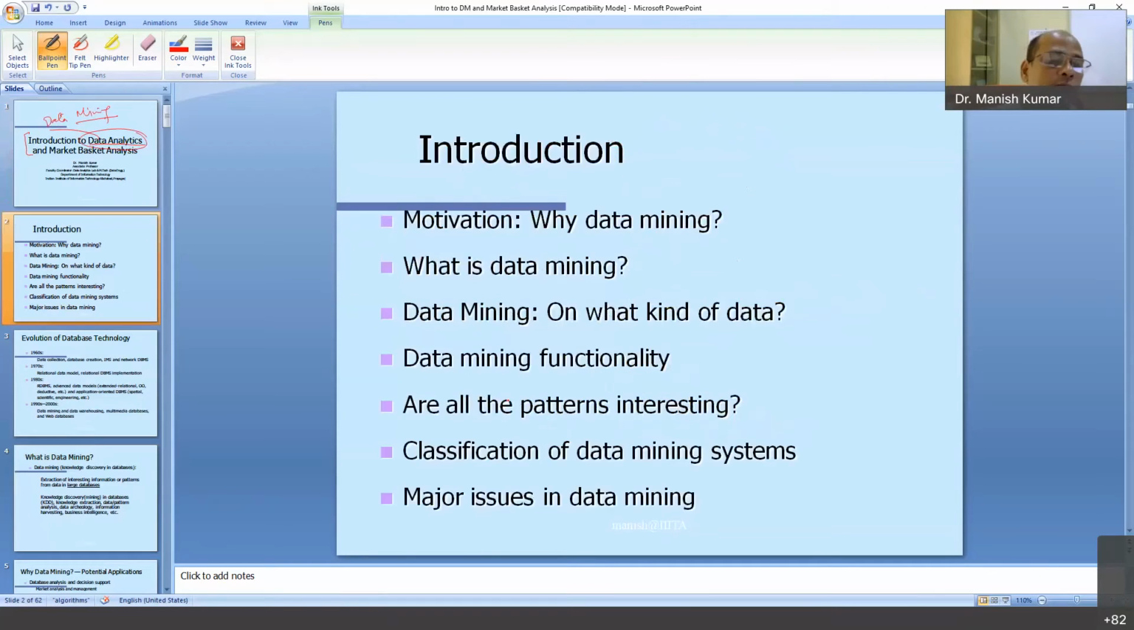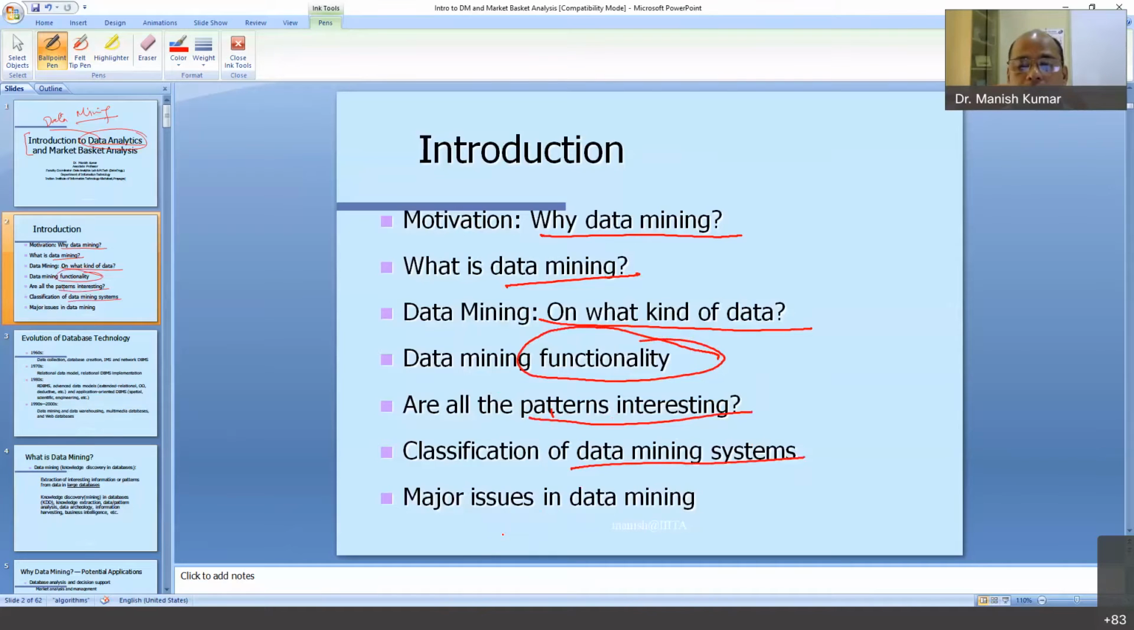We'll be talking about why data analysis or data mining is required, what we mean by data mining, on what kinds of data we do it, what sort of functionality is available in data analysis, and then the interestingness of the patterns, which is very important. Then the classification of data mining, issues involved, and then we'll go for market basket analysis. So this will be the flow of our talk.